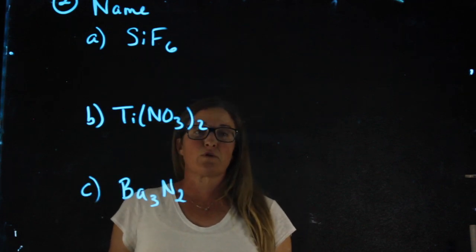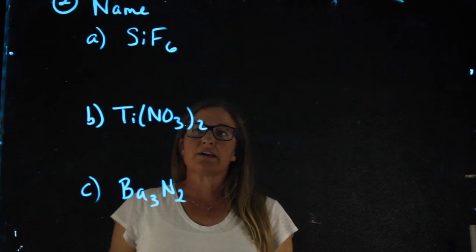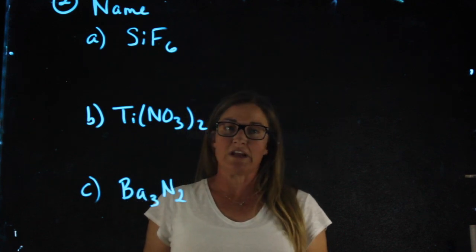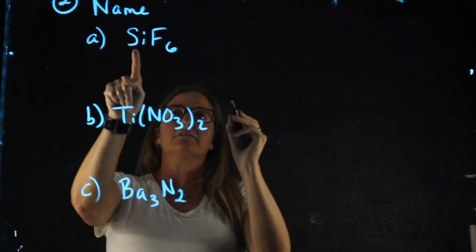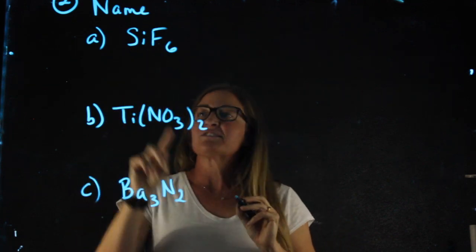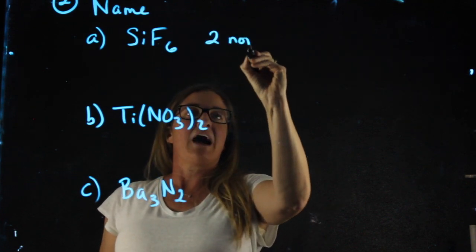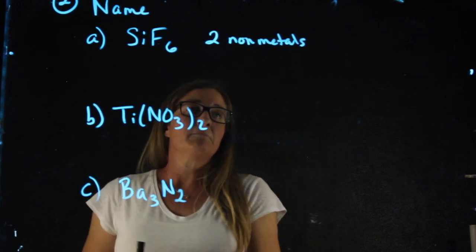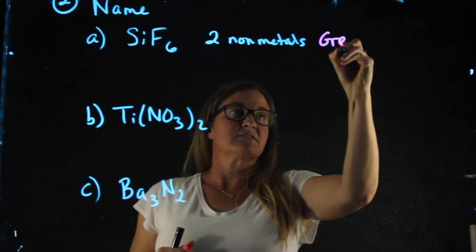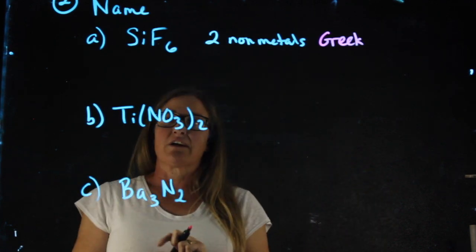Number 2 is giving us formulas and asking us for names. The skill that's really involved here is understanding when to use which naming system. For example, in A, silicon and fluorine are both to the right of the staircase, meaning I have 2 nonmetals involved. If I have 2 nonmetals, I want to use Greek prefixes. The Greek prefixes tell me how many of each thing are present.